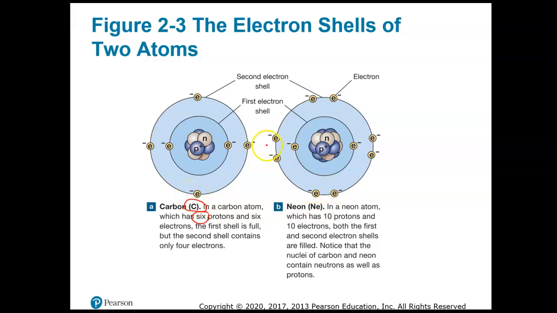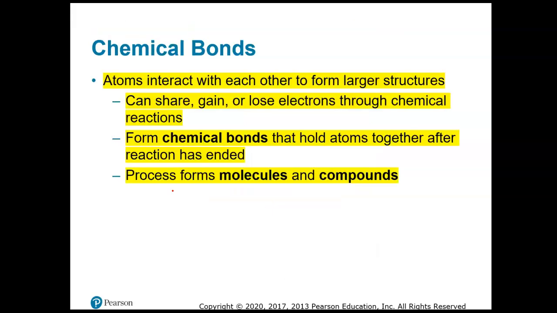For neon, it's got 2 electrons in its first energy level, and it's filled up with 8. Neon is another one of those noble gases that is chemically stable and won't combine with other atoms. So the carbon, which only has 4 electrons, is going to have to find some way to fill up this outer shell. That's what atoms are trying to do, is they're trying to become stable. So they're trying to somehow, some way, through some kind of chemical bond, they're trying to fill up their outer shell. Okay? So atoms interact with each other to form larger structures, molecules.